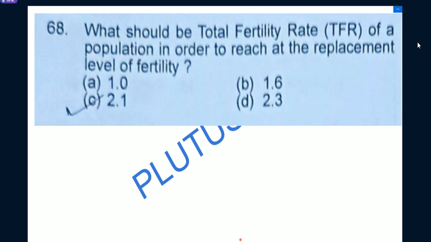Then question number 68. What should be the total fertility rate of a population in order to reach at the replacement level of fertility? So first of all, what is the total fertility rate?